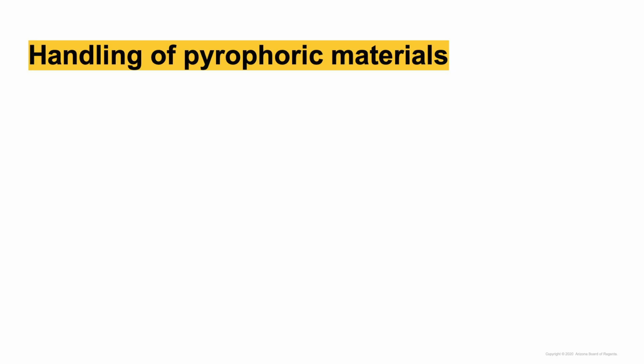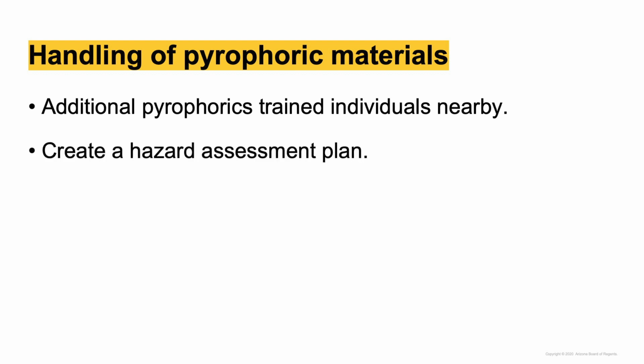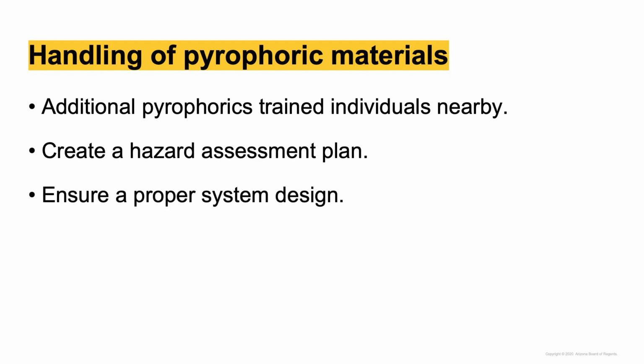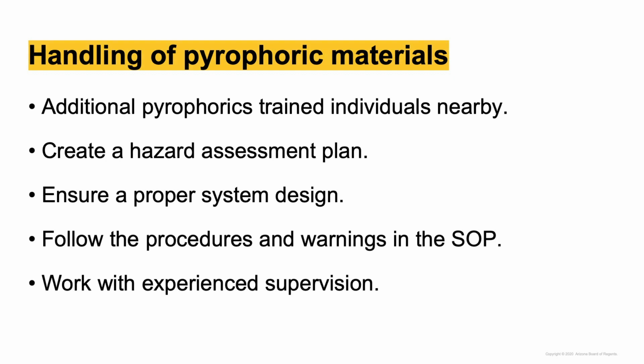Improper use of these materials may result in research labs being shut down, fires, damage to equipment, injury, and even death. Handling of pyrophoric materials can be high risk, and steps must be taken to prevent such an out-of-control situation, such as verify additional pyrophoric trained individuals are nearby to provide immediate assistance, create a hazard assessment plan and have it reviewed by an expert user, ensure a proper system design, follow the procedures and warnings in the SOP, and work with an experienced supervisor.